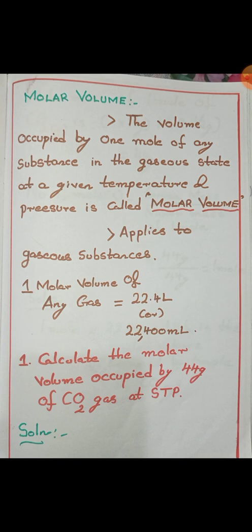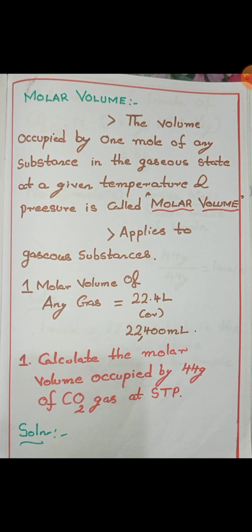What do you understand by the term molar volume? Molar volume is defined as the volume occupied by 1 mole of any substance in the gaseous state at a given temperature and pressure. Molar volume is applicable to gaseous substances. Instead of using the mole concept for gaseous substances, we use the term molar volume. 1 molar volume of any gas equals 22.4 liters or 22,400 milliliters. Again, I repeat, 1 molar volume of any gas equals 22.4 liters or 22,400 milliliters.